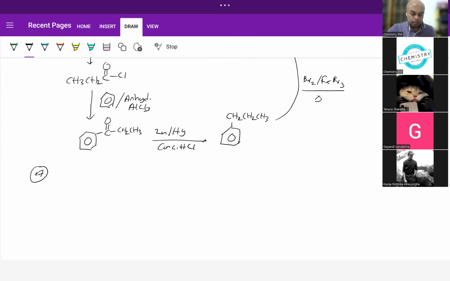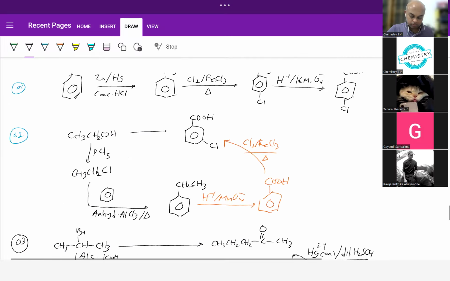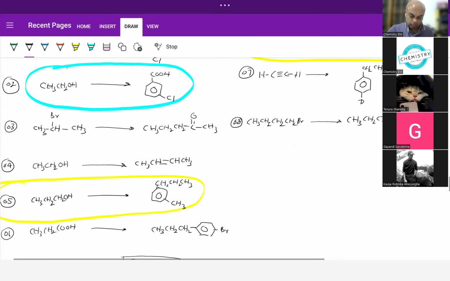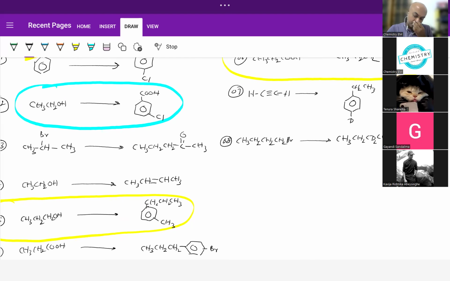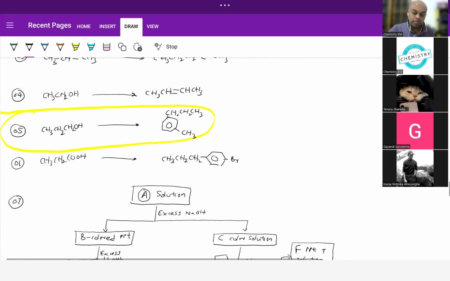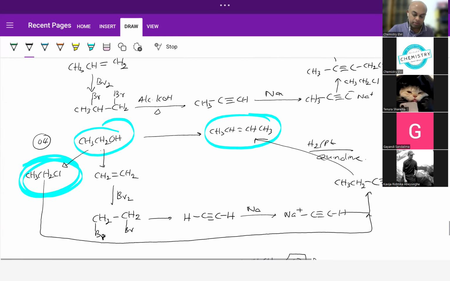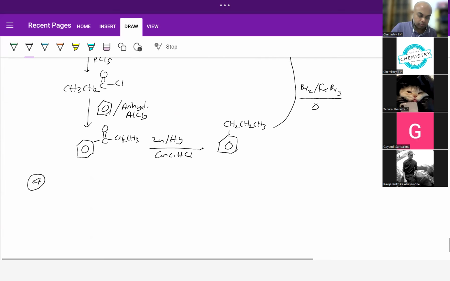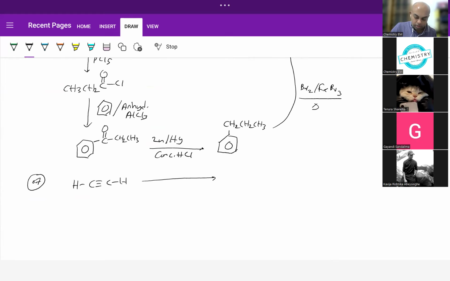Right. So the seventh one, alkyne is given. CH2, CH3, and D. Yes. Make a note: hydrogen, C triple bond CH. This needs to be converted into CH2, CH3, and D. Okay?